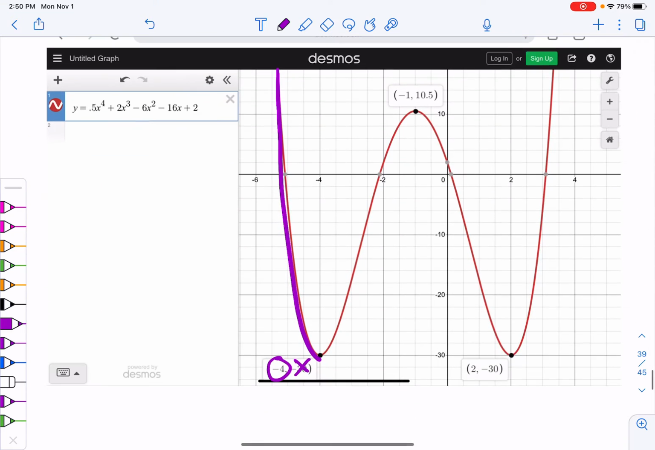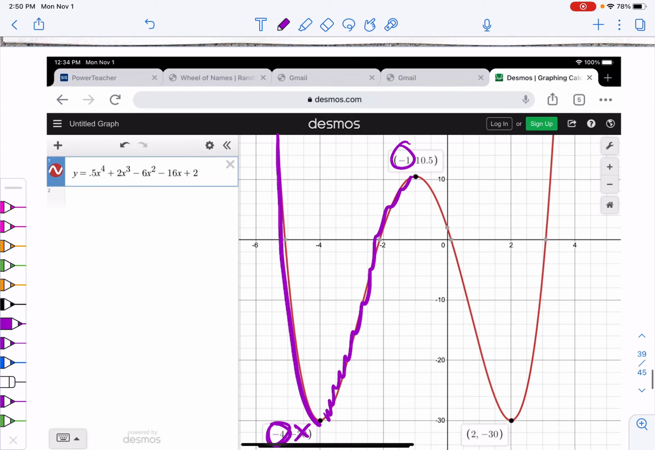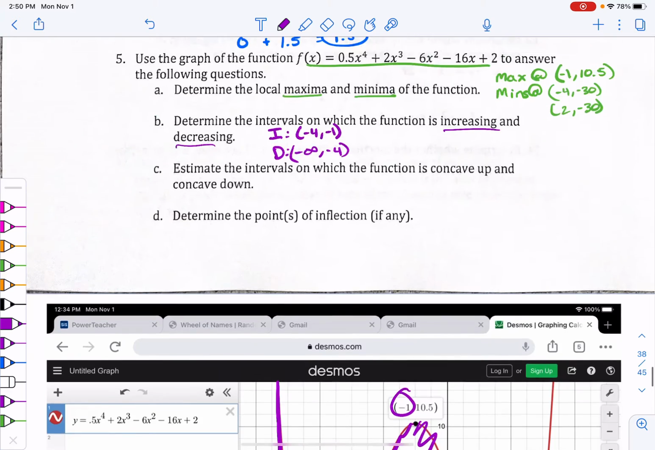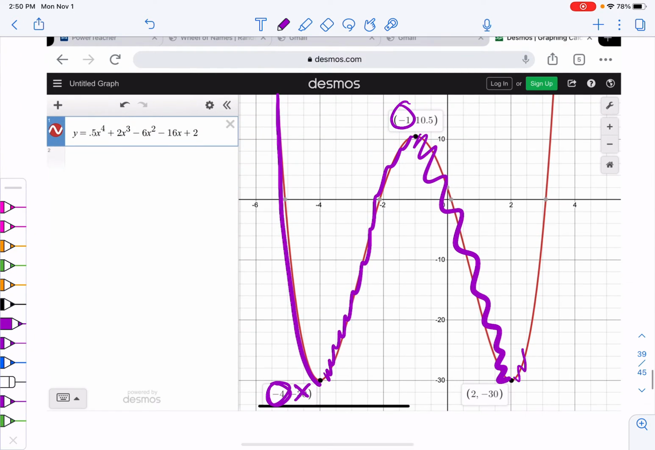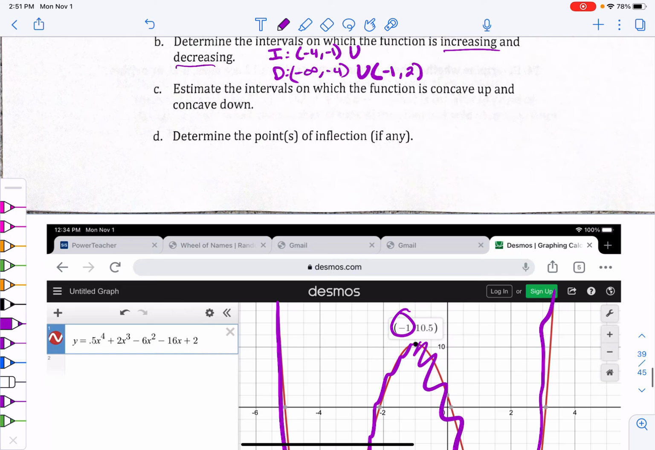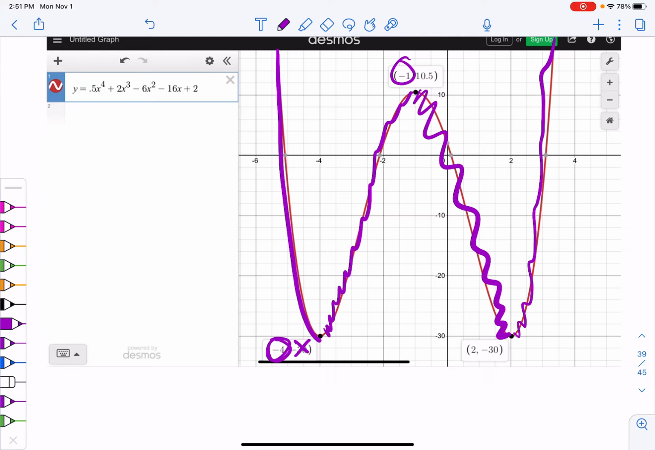Then it turns around and it's increasing from -4 to -1. Then it turns around and it's decreasing again from -1 to +2, so I'm going to do union -1 to +2. And then it's increasing again from +2 to infinity all the way through there. We're just looking at the x coordinates, not caring about the y coordinates. So that's kind of how that works.